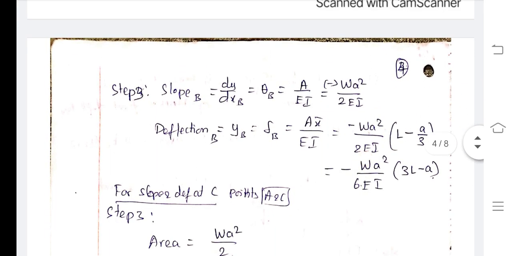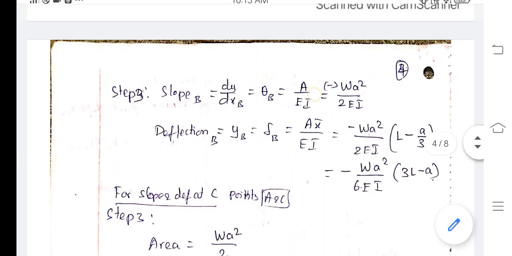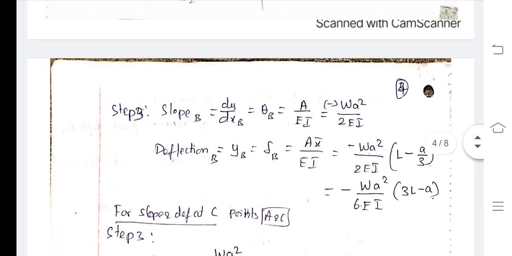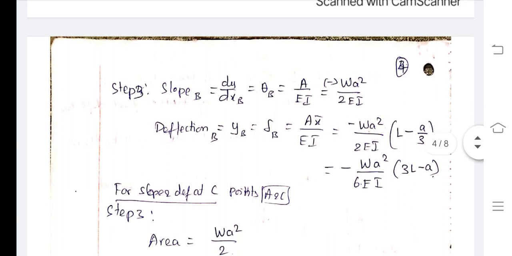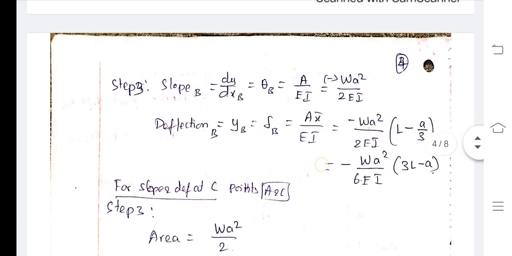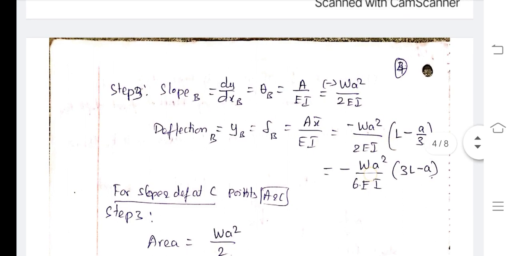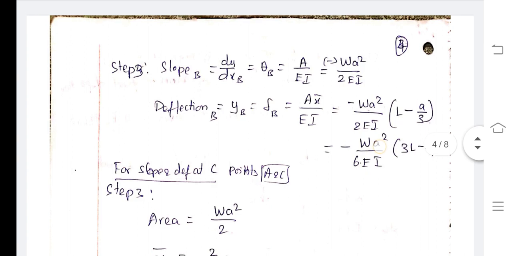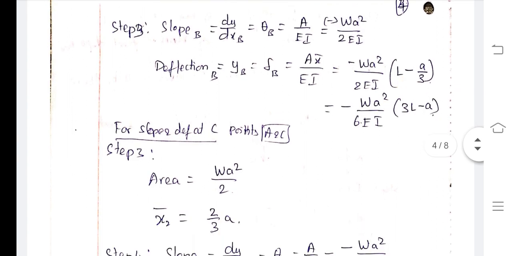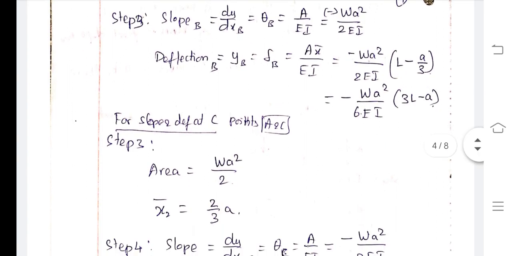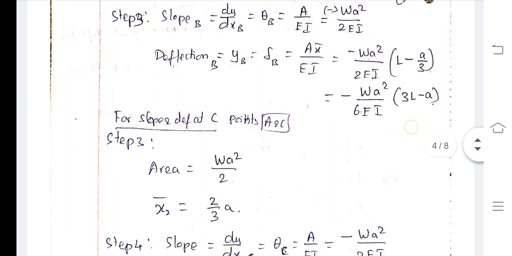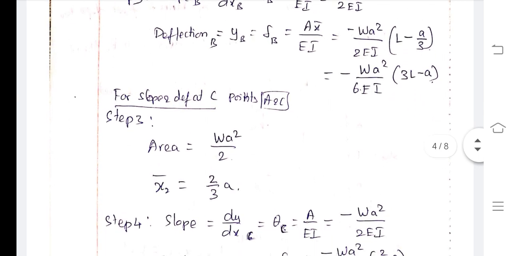Then step 3 is to find the slope. It is area by EI. Area is WA square by 2, and it is by EI. Then deflection. Deflection is A x bar by EI. So A by EI, WA square by 2EI. Then x bar is L minus A by 3. So after simplifying, it is minus WA square by 6EI into 3L minus A.